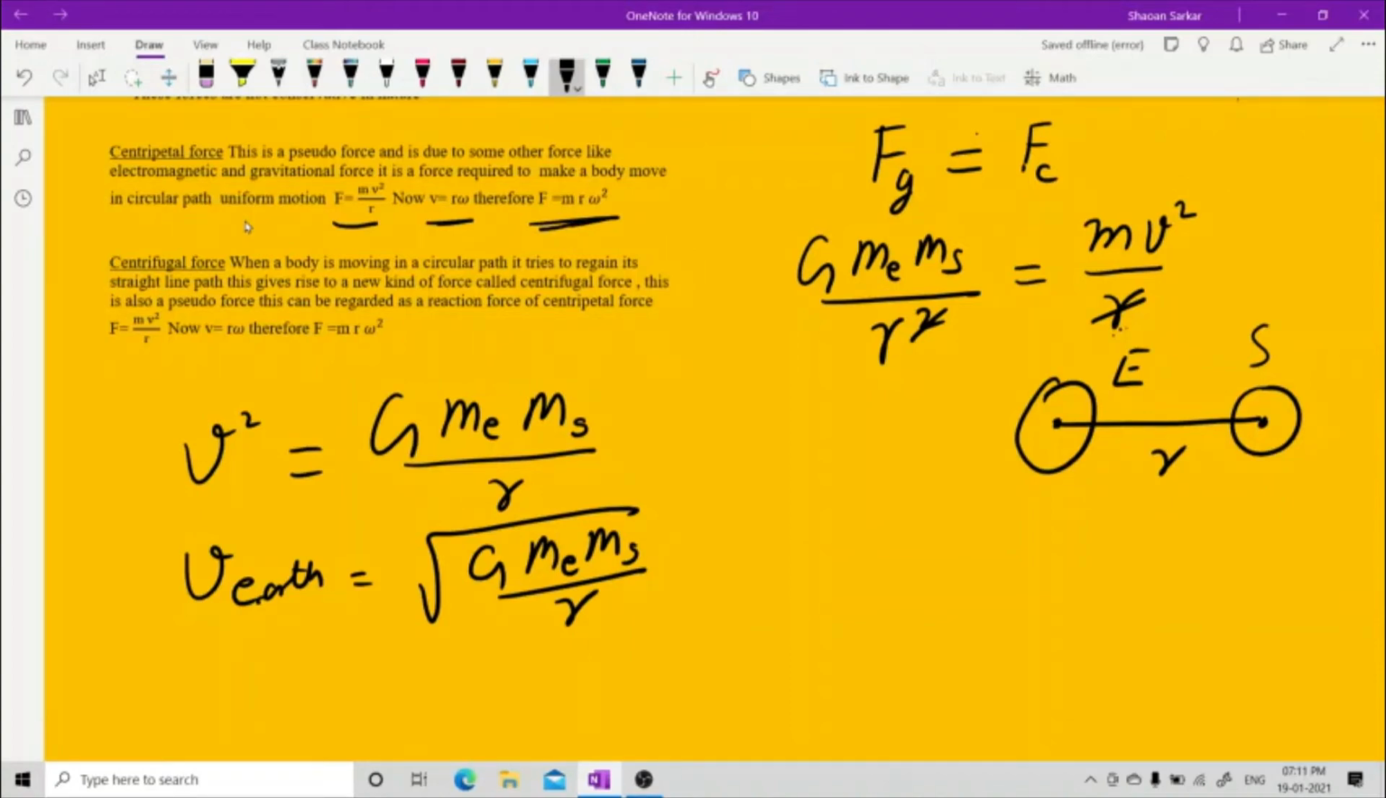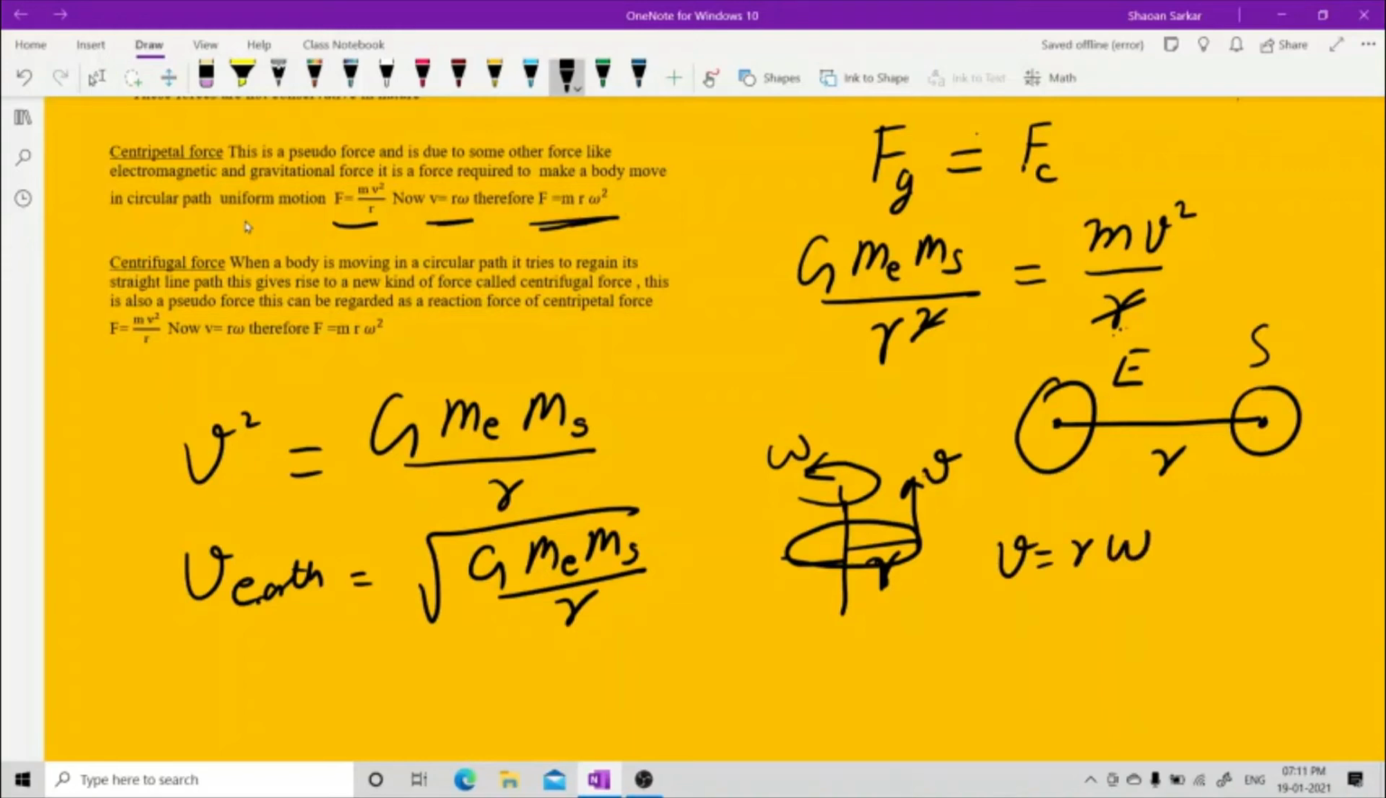Now see, suppose a body is rotating here in this manner. This disc is rotating. The angular velocity will be in this direction. This is the radius of this disk. This is the velocity which is tangential to the disk. Velocity V is equal to R omega.